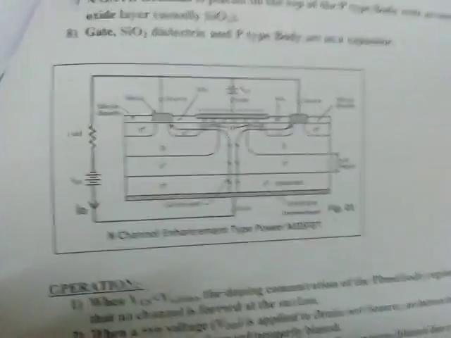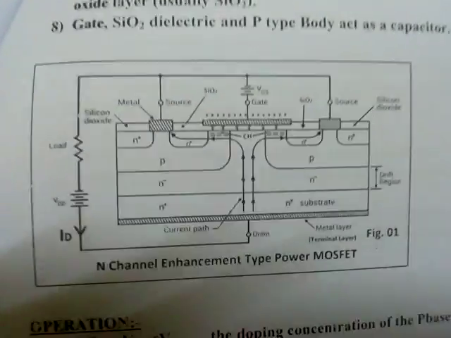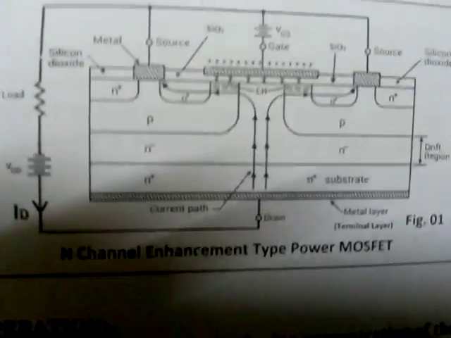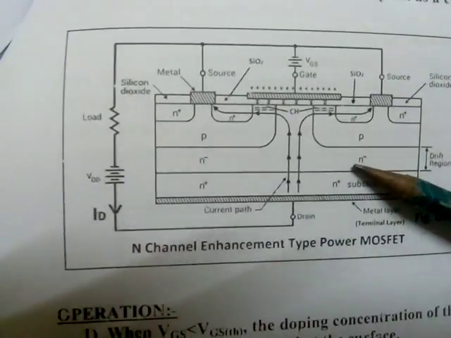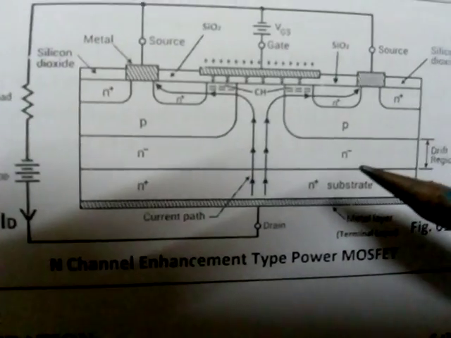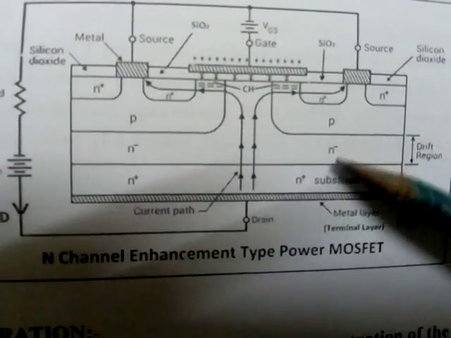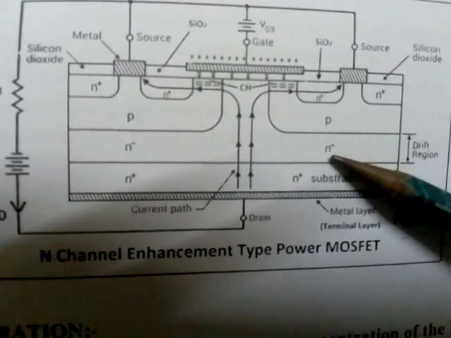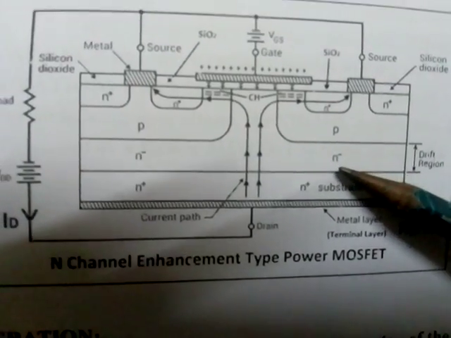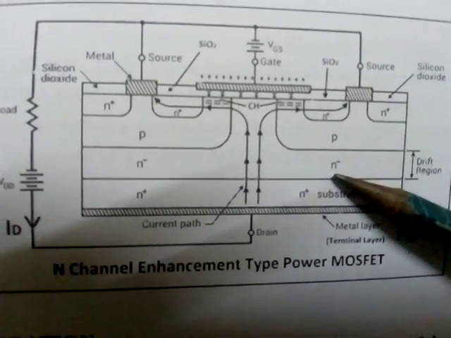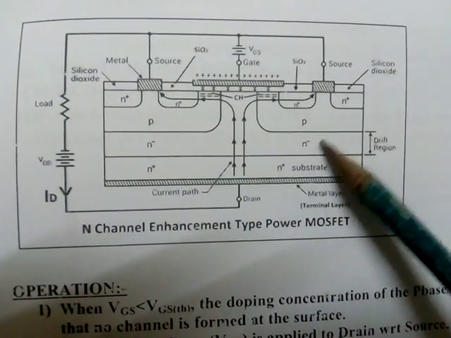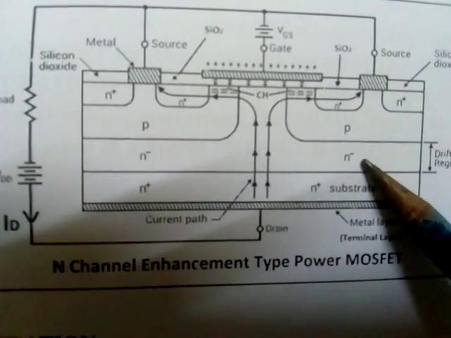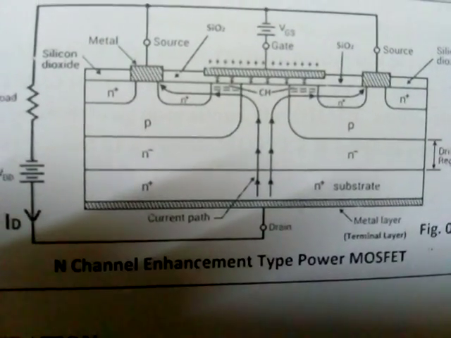Now we will move to the power MOSFET. In case of a power MOSFET, an extra layer, an N minus layer, is added. Rest everything is the same. See here, an extra layer, that is called the drift region. It increases the blocking voltage because it is lightly doped. Rest everything is the same.